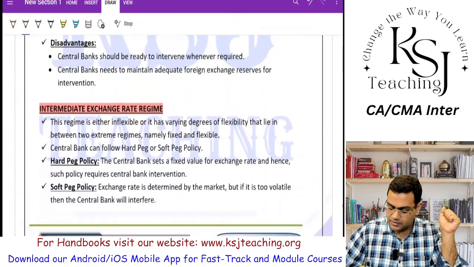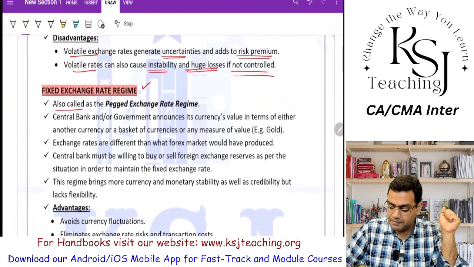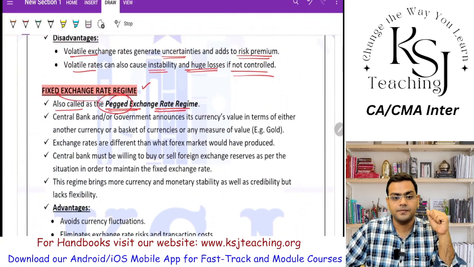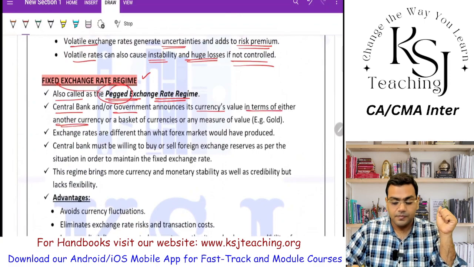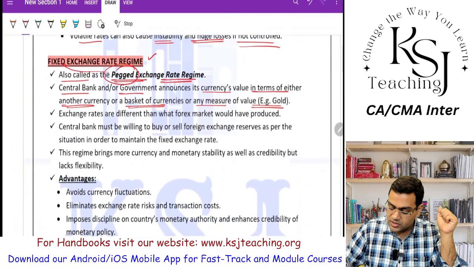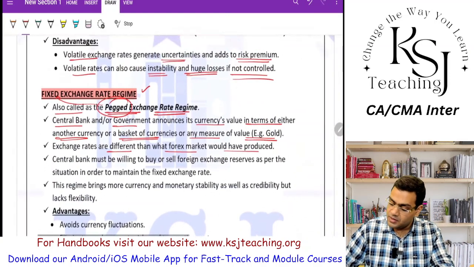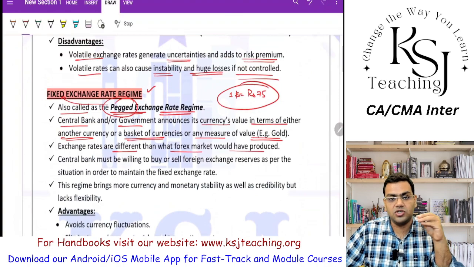The second regime is the fixed exchange rate regime, also known as the pegged exchange rate regime. Now, pegged is when you are fixing the exchange rate, right? So here the central bank or the government announces its currency's value in terms of another currency or a basket of currencies or any measure of value, for example, gold. The exchange rates are different than what the forex market would have produced. Now, if the Indian government says, no, from our side, $1 is equal to rupees 75, now, whatever happens in the forex market, we are going to exchange the dollar at this rate only.